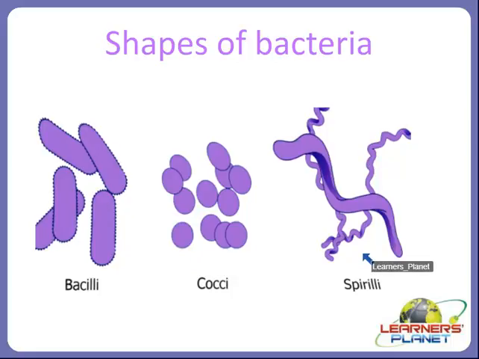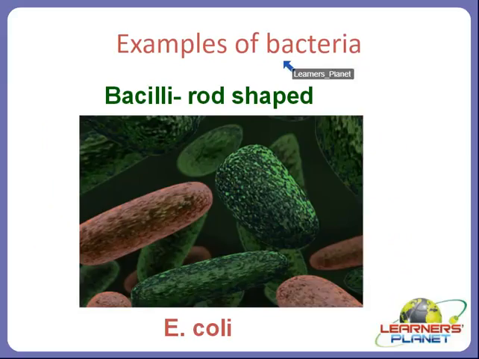So these are the different shapes which are generally observed in bacteria. There may be some others which are not shown here, but the most common shapes are those shown in the diagram. Let us now study examples of these types of bacteria which have different shapes. Bacilli, which is rod shaped.